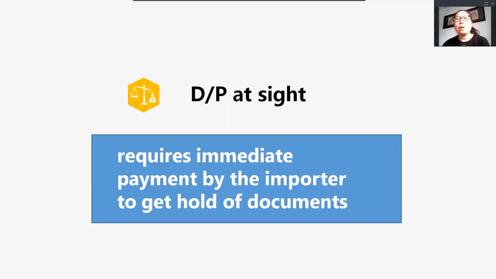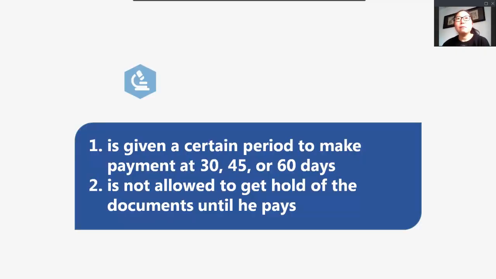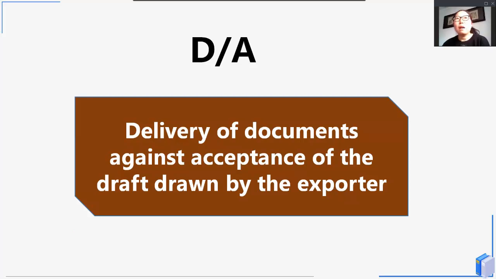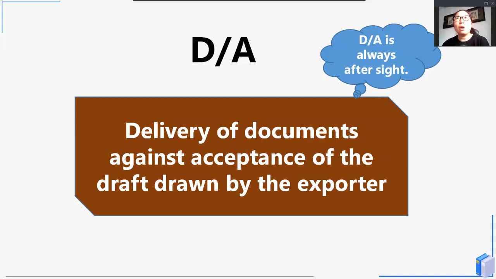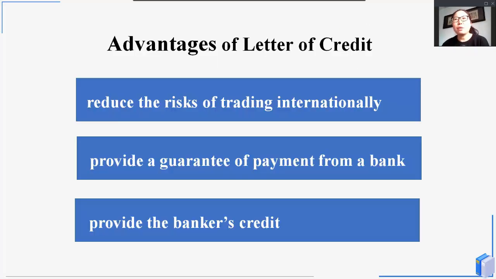DA calls for the delivery of documents against acceptance of the draft drawn by the exporter. DA is always after sight. Therefore, payment by collection is not always safe, especially by DA. On the other hand, the importer also runs the risk of inconformity of the goods to the contract and documents.